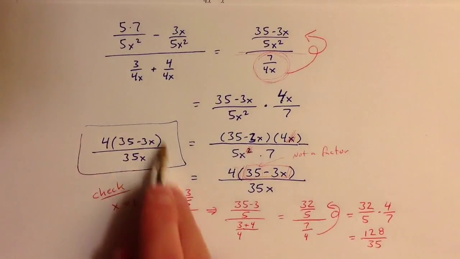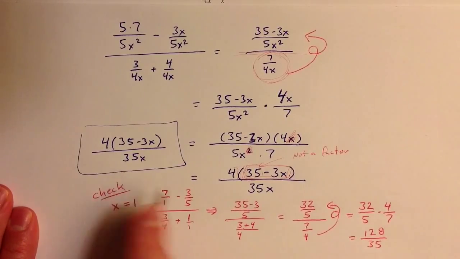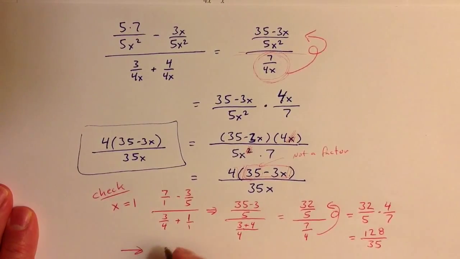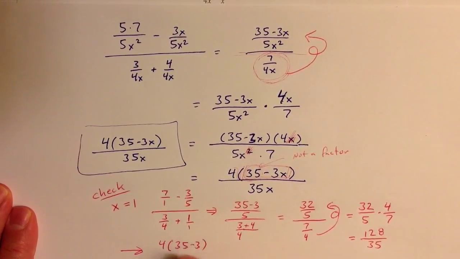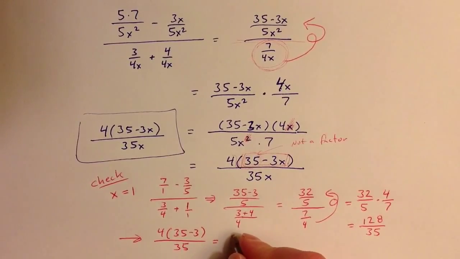So I should get that same amount from the simplified expression. And if I plug in 1, we do. We end up with 4 times 35 minus 3 divided by 35 times 1. But of course 35 minus 3 is 32, so 4 times 32 is 128 over 35.